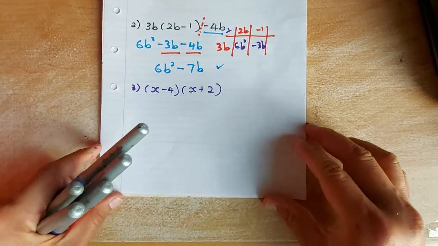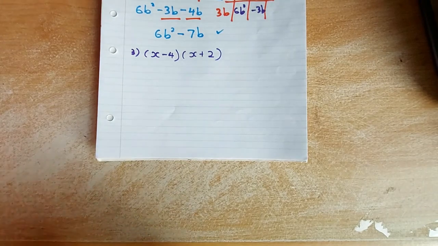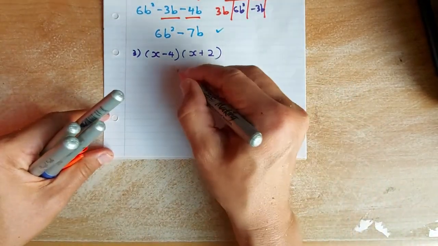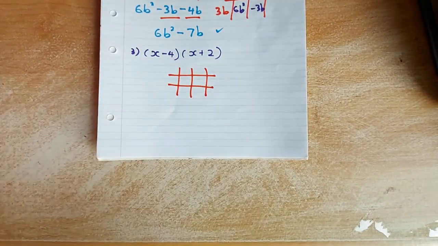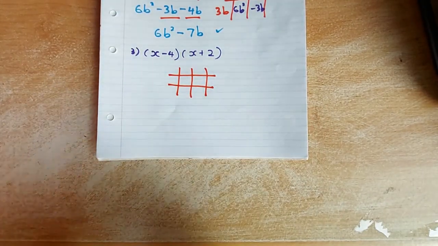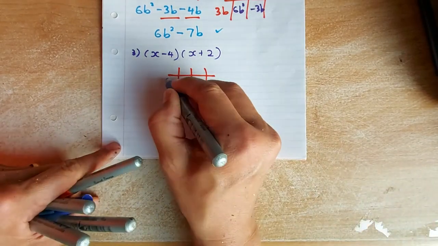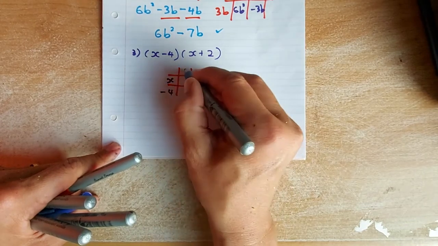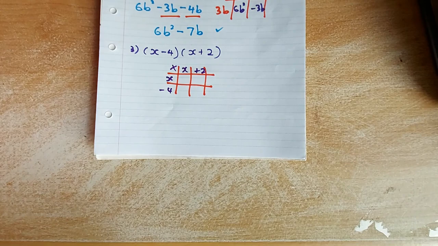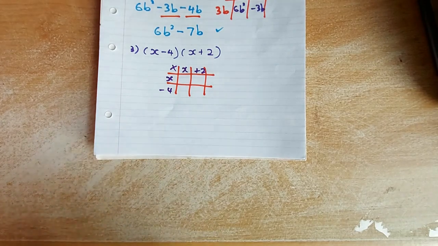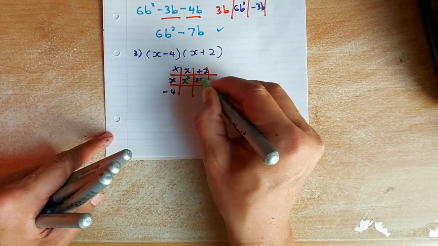Okay, the last one, the last expansion, is a 2 bracket expansion. It's the same procedure. You're going to do the grid. This time, there are 2 numbers instead of 1 number on the row. So this time the numbers are going to be x, minus 4, and x plus 2. And you are going to multiply them. So what happens now is you multiply x and x, which will give you x squared. x times 2 is going to be plus 2x.